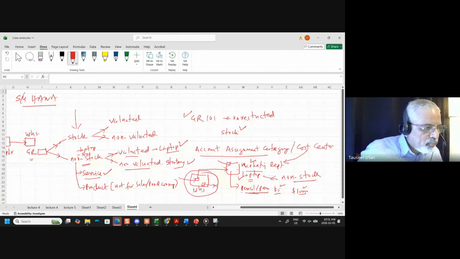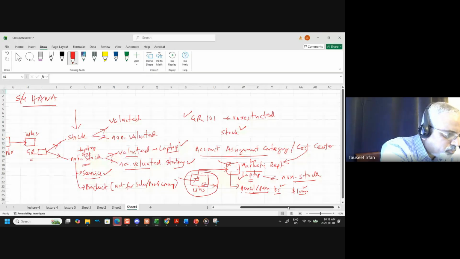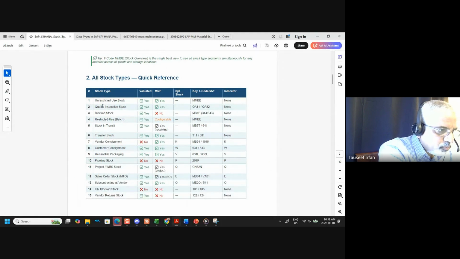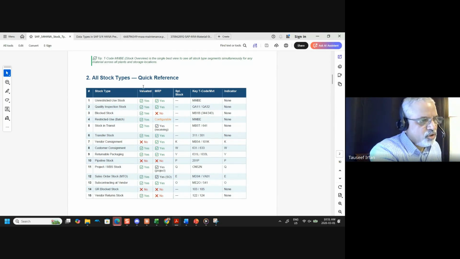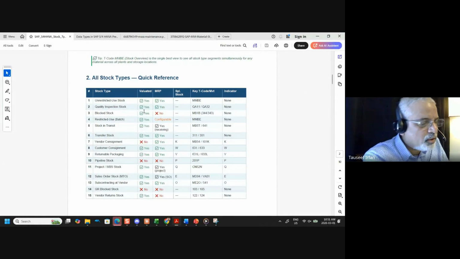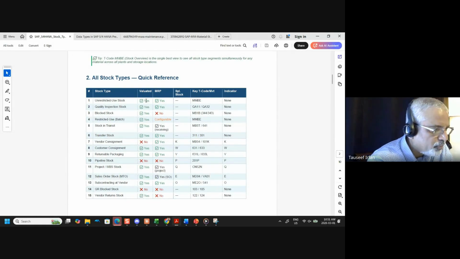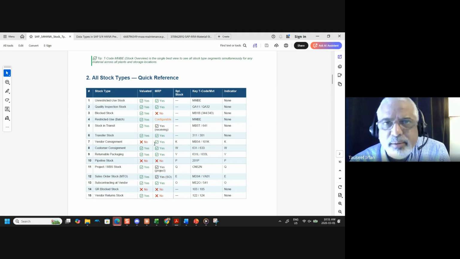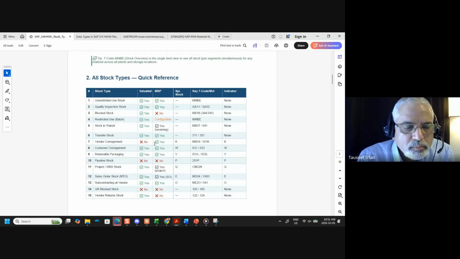So now if I say unrestricted use stock, is it valuated or not? Just look at the column valuated for now. Is it valuated or not? Yes, it's valuated. It's a stock item, so it is valuated. Okay. What is not valuated here? Why is vendor consignment not valuated? Anybody?